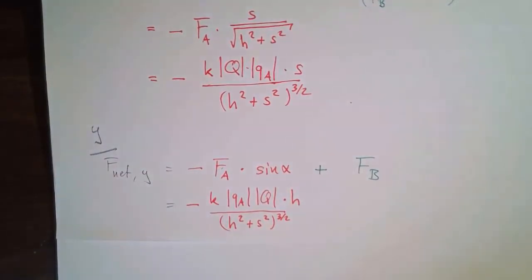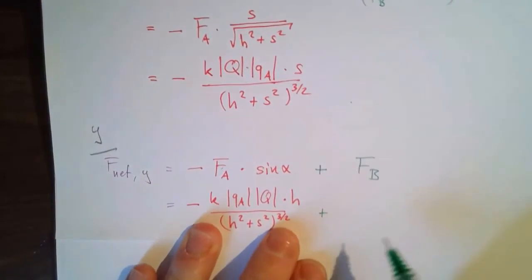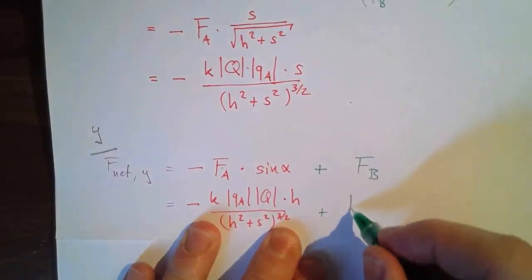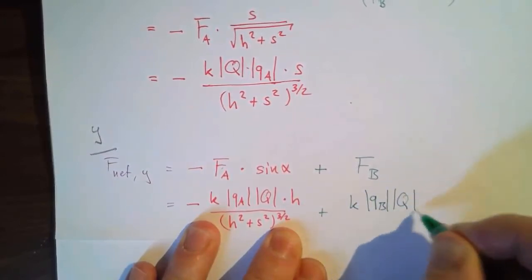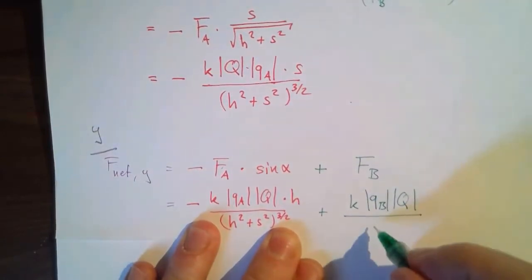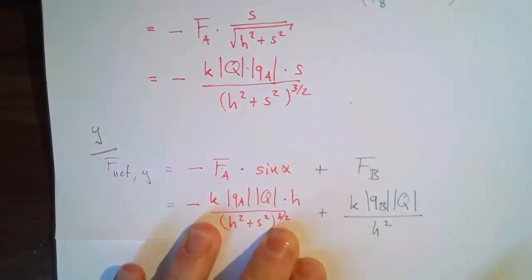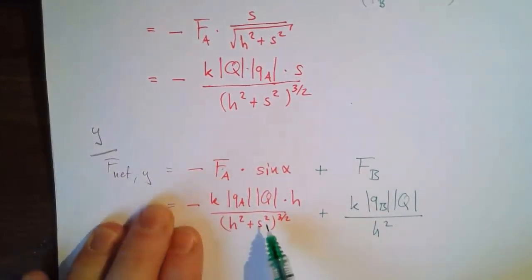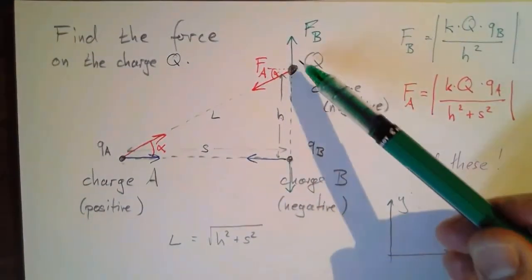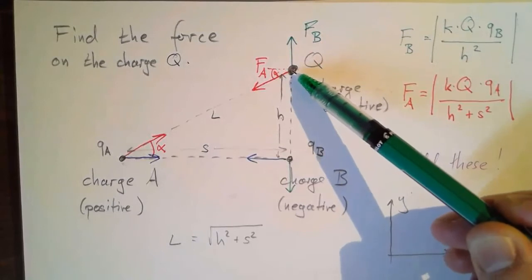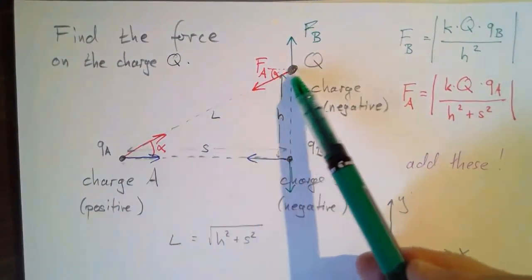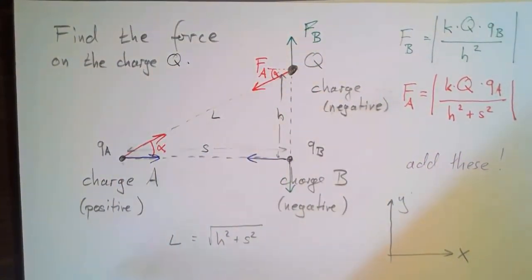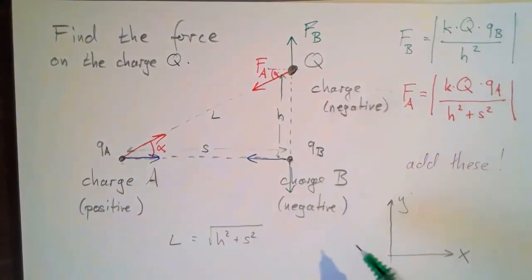And then I add to it FB, which is k QB Q divided by h squared. Right? This is h squared plus s squared. This is h squared. Why? Well, because for the green force, the distance between the charges is this. For the red force, the distance between the charges is this. Don't mix them up. You've got the two expressions.